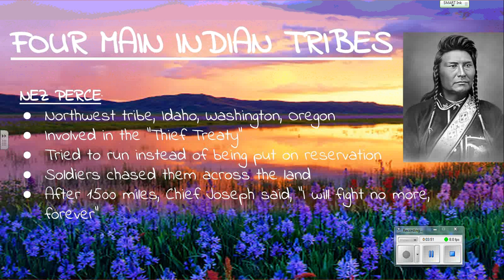And so they tried to run instead. They ran and ran, covering over 1,500 miles. The soldiers chased them all the way across the country, up across the northern part of the country by the Canada border, and eventually they did finally give up. At that point, Chief Joseph said one of the most famous quotes in history: I will fight no more forever. At that point, the Nez Perce kind of disappeared off the map a little bit. So they gave in.